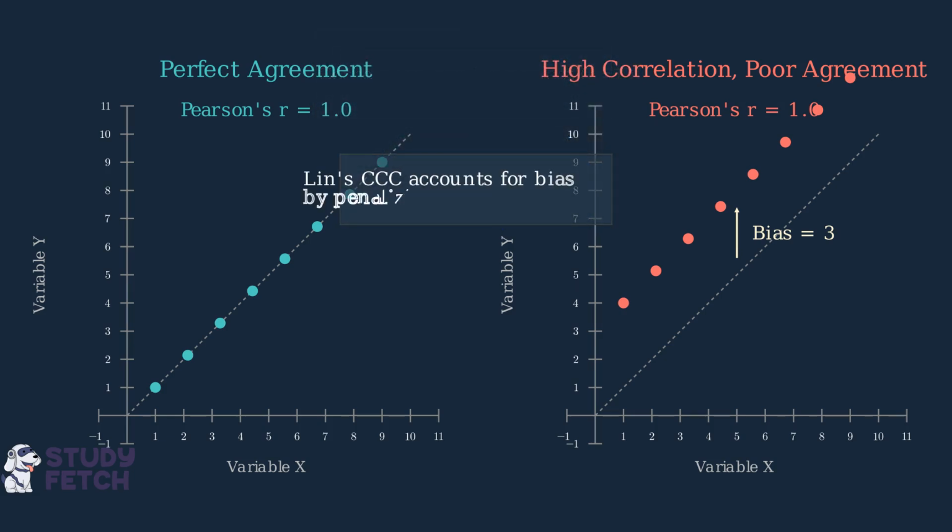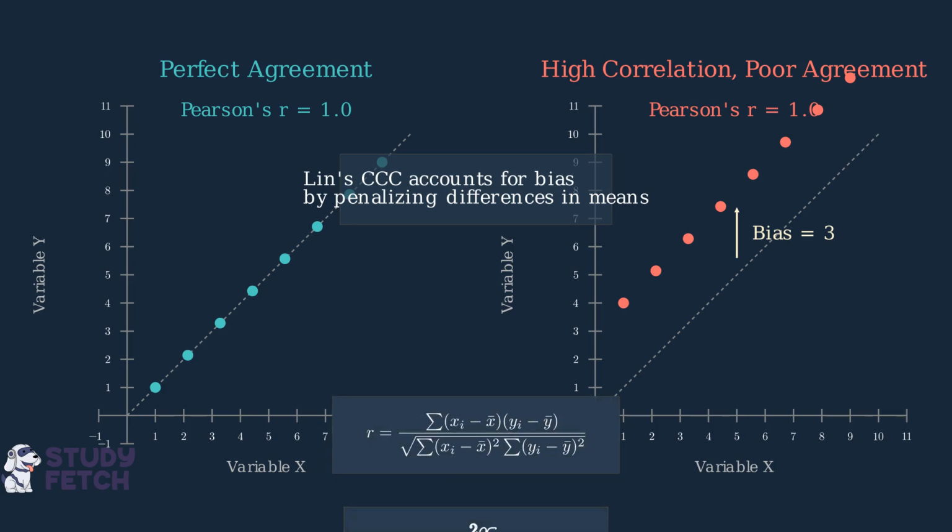This is why we need a bias-corrected correlation coefficient. Lin's concordance correlation coefficient accounts for both correlation and bias. Lin's CCC incorporates Pearson's correlation coefficient, but also penalizes systematic differences between the means of the two variables. The key difference is this term, which represents the squared difference between the means of x and y. As this difference increases, the CCC decreases.